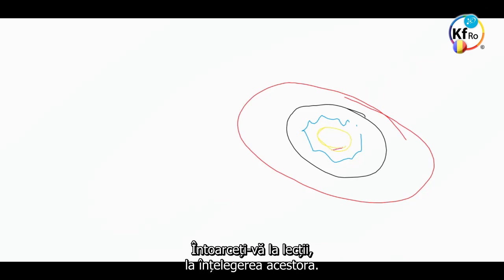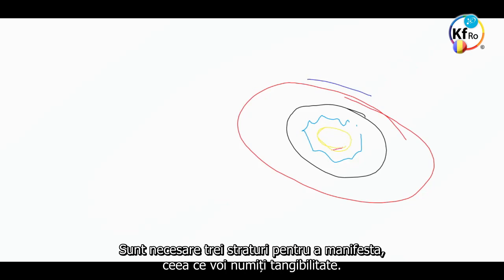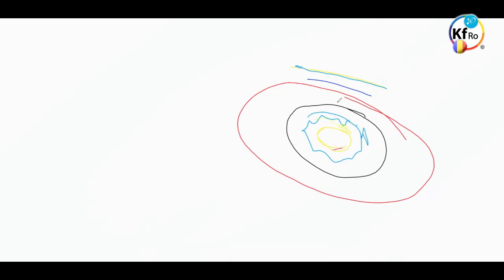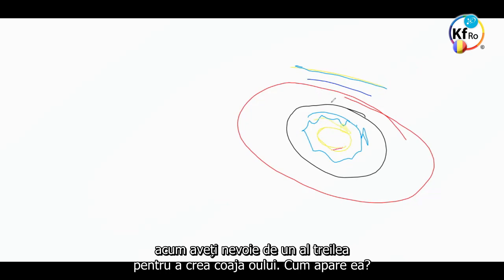Go back in the teaching, understanding of the teaching. It takes 3 layers to manifest what we call tangibility. The yolk creates its own gravitational magnetic field. The white creates its own gravitational magnetic field. Now you need the third to create the eggshell. How does it come?